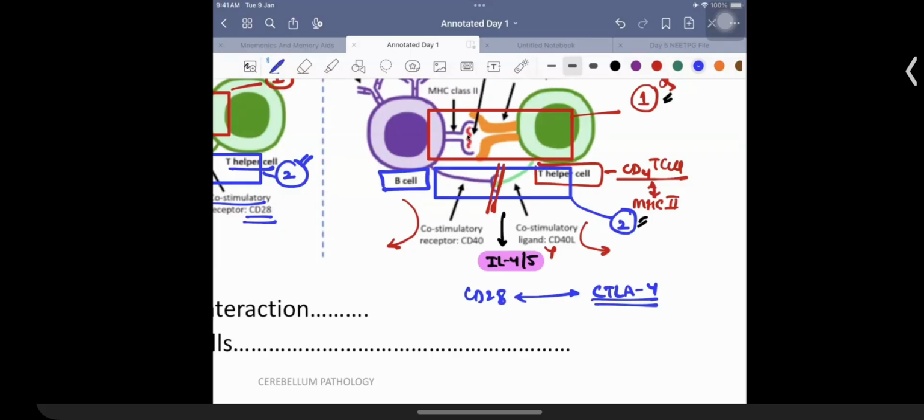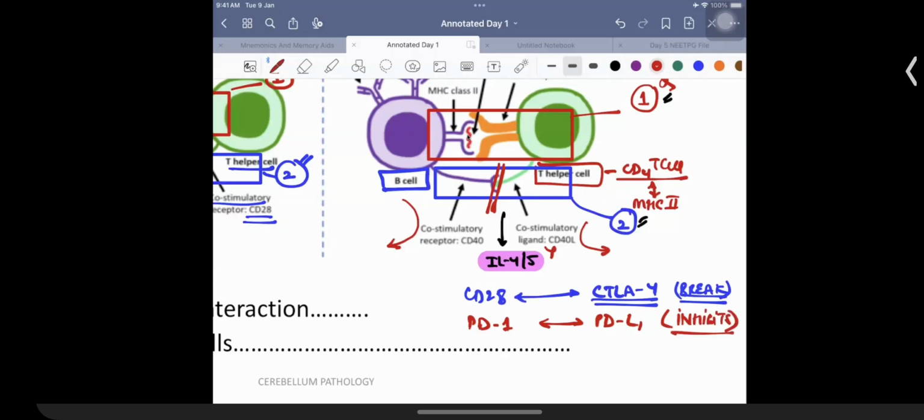If CD28 interacts with B7, then it is going to be increasing the activity. If CD28 interacts with CTLA4, it is working like a brake. So activation is going to be decreased. These are called inhibitory molecules. Similarly, you have heard of the interaction between PD1 and PDL1. PD means programmed death. PDL1 means programmed death ligand 1, interacting with the programmed death receptor. This is also going to be acting like an inhibitory receptor.